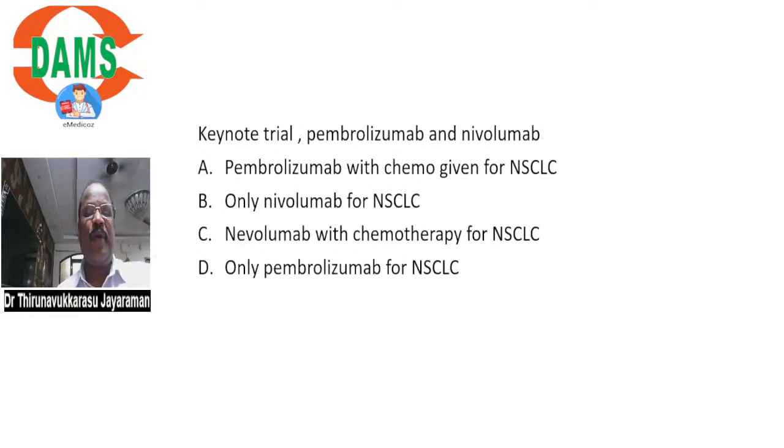Keynote trial, pembrolizumab and nivolumab. I think, what to say, for undergraduates this question is totally pathetic. See, if they ask about pembrolizumab, that's good. Keynote trial: these are names given to a trial. We conduct phase 1, phase 2, phase 3 clinical trials, and for that we give some name. Pembrolizumab, one of the immune checkpoint inhibitors, is useful for non-small cell lung cancer as well as breast cancer and many cancers. But they did one new trial.